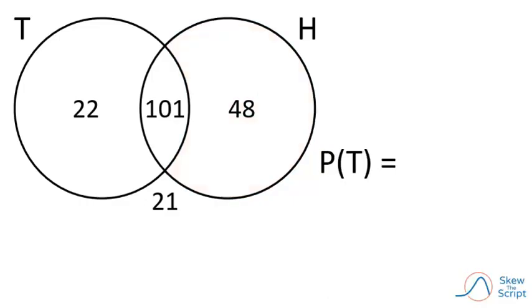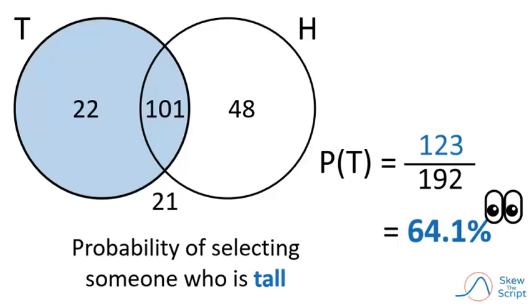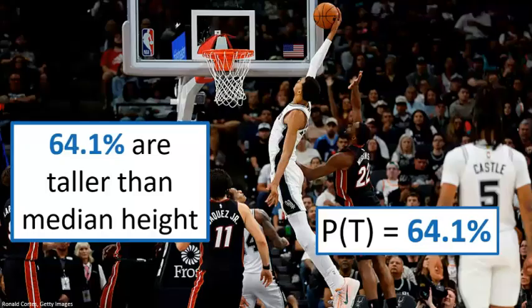Now, we can also turn back to this. The probability of selecting a person who is tall, regardless of whether or not they are a high earner. That describes everyone in the tall circle, or 22 plus 101, which gives us 123 people out of the 192 total, which is 64.1%, a whopping 64.1%, which again is very impressive. Clearly, there's a lot of tall people trying to find love on this dating app.